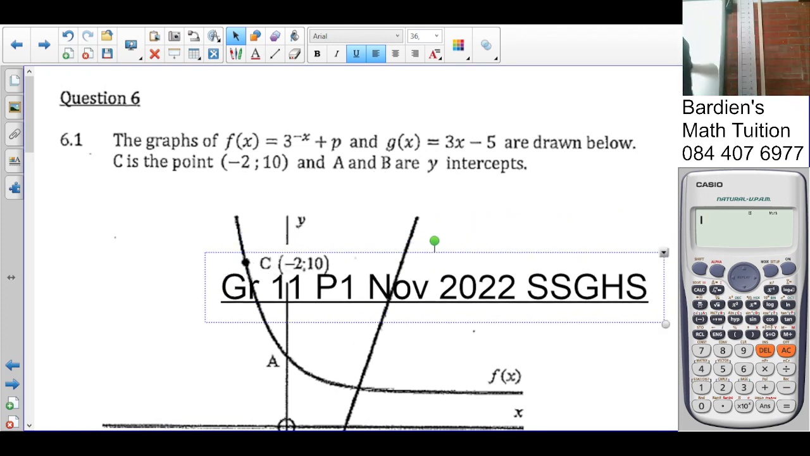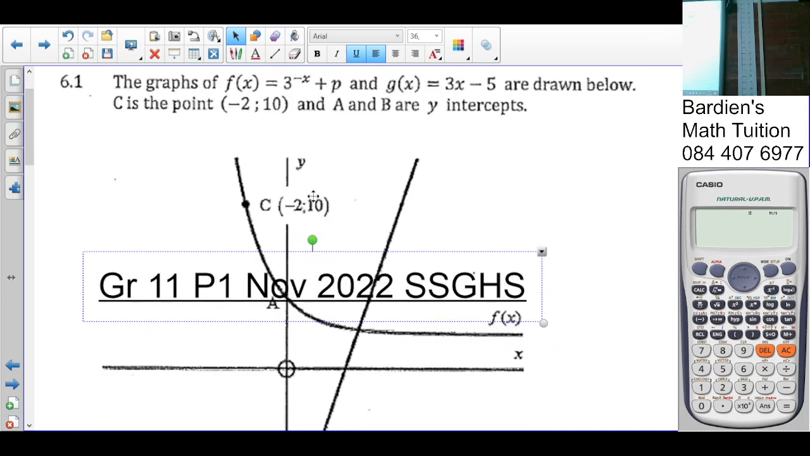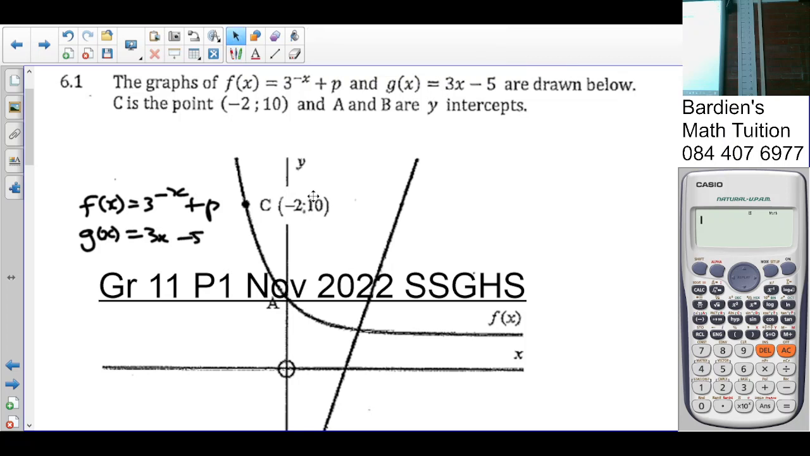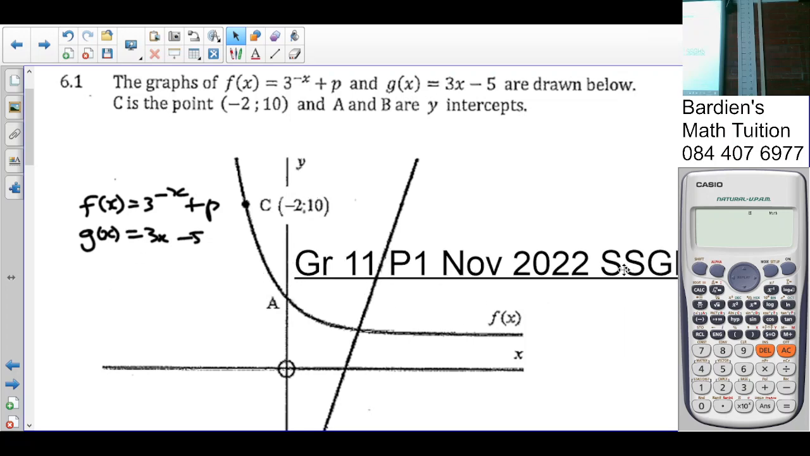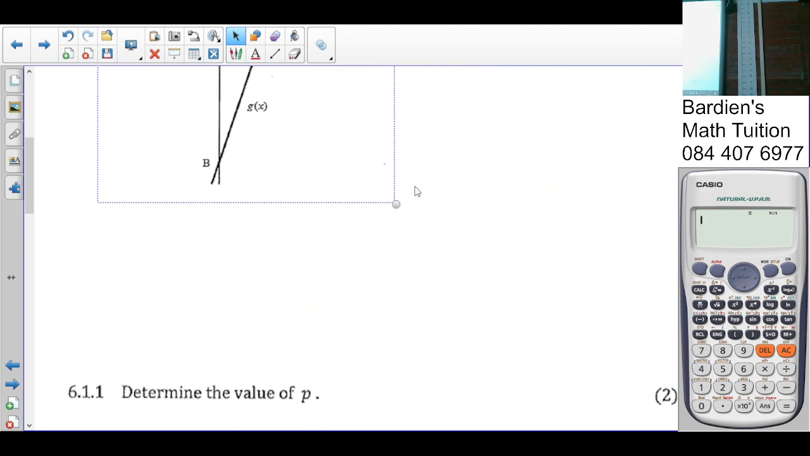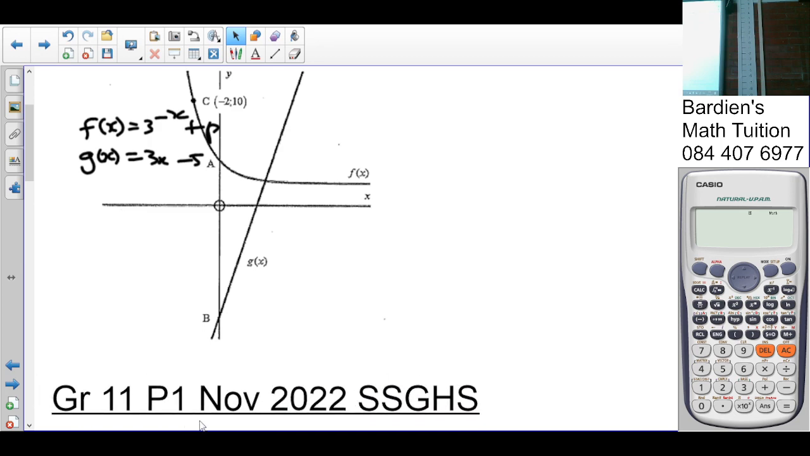Here we are told that the graph of f of x equals 3 to the minus x plus p, and g of x is equal to 3x minus 5 are drawn below. C is the point (-2; 10) as indicated there. A and B are y-intercepts. I'm going to make this a bit smaller so that we have some space here to the right.